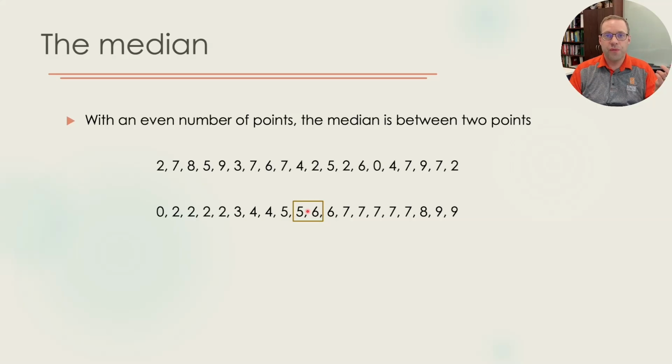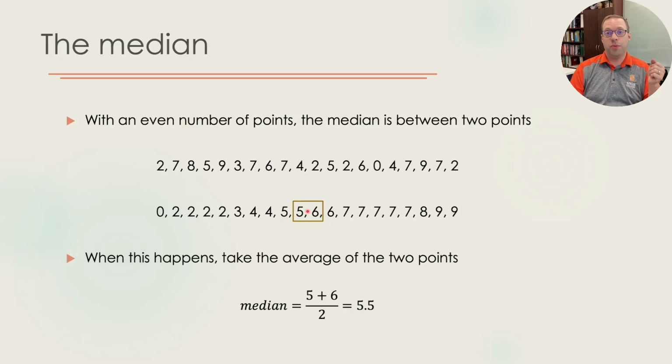What do we do? It's not on a value. What do we do? It's actually quite simple. Since the median is between those two values, why don't we just take the average of those 2 points? So the median in this case is going to be right between the 5 and the 6. That means our median is 5.5. Just take the average of the two numbers. That's all we do.